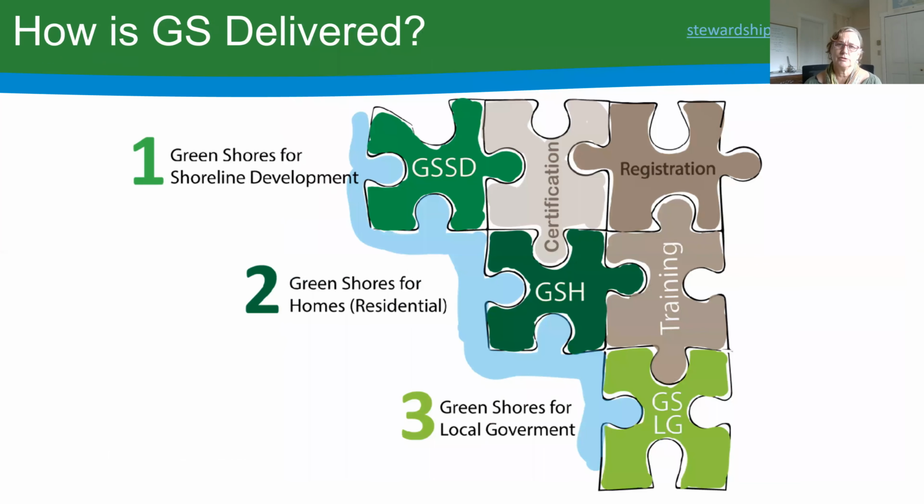So how is Green Shores delivered in British Columbia? Basically, we've got two credit and rating systems. The first is called Green Shores for Shoreline Development. That was released initially in 2010, and just in April of this year has been updated. We also have Green Shores for Homes, for residential properties. So those are what I call the backbone of Green Shores, this design guidance that are written documents.